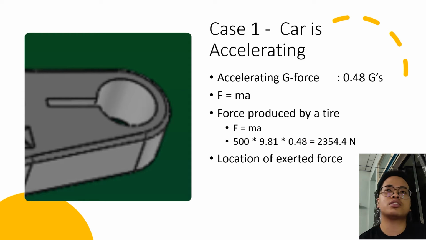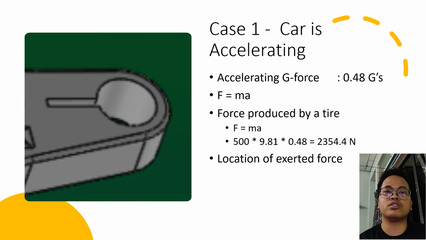Case 1 will be when the car is accelerating, so we will use a BMW 5 Series as our model. From the BMW website, the car can achieve 0 to 100 km/h in around 6 seconds. By using a simple motion equation, we can find out that it exerts around 0.48 Gs during acceleration, and using the F = ma equation, we can find out that it will exert around 2354 newtons on the lower control arm at its knuckle.